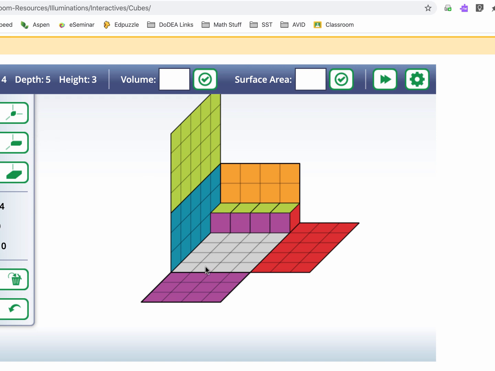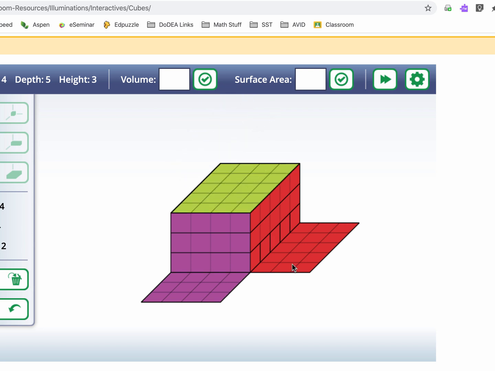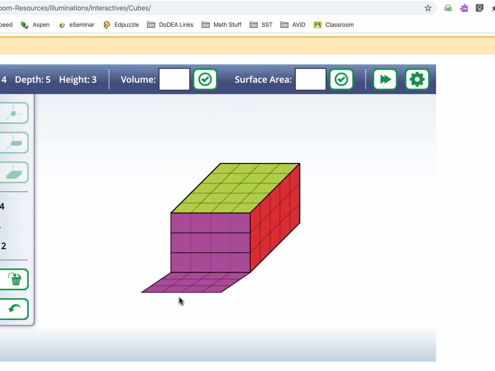And it looks like I can fit more rows on the bottom. So if I go ahead and fit more rows, now I have 1, 2, 3, 4, 5 rows of 4. And now it looks like I can fit more layers. So if I go ahead and fill up, what I've done is I've gone 4 by 5 by 3 to fill up the entire rectangular prism.